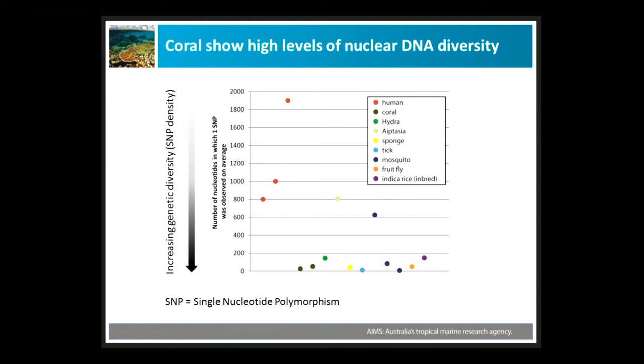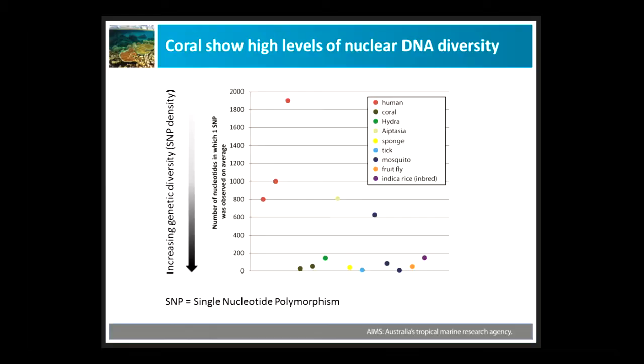I was at a workshop yesterday where some unpublished genome data were discussed. And probably when we sequence more coral genomes, we will find that the diversity is even higher than we think it is today. Sponges, again, also have very high diversity. Hydra and Aiptasia are a little bit lower compared to corals. So again, corals are very diverse at this level.